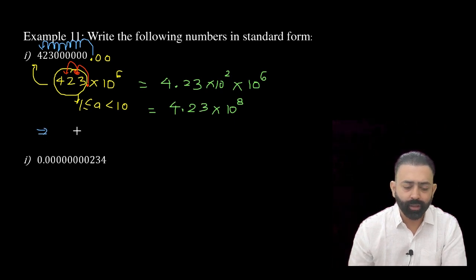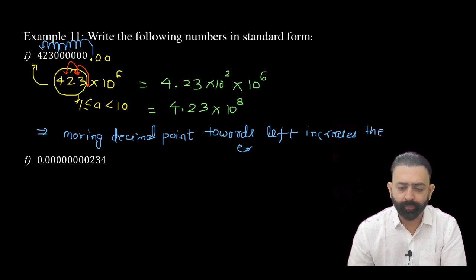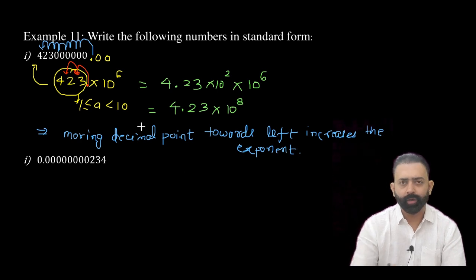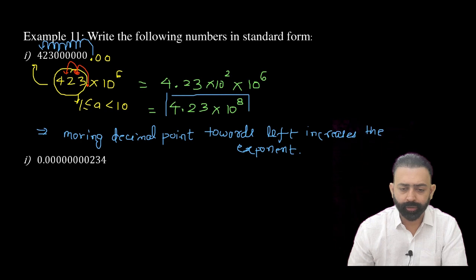So you can note down key: moving decimal point towards left increases the exponent. Okay, so answer is 4.23 into 10 raised to power 8.